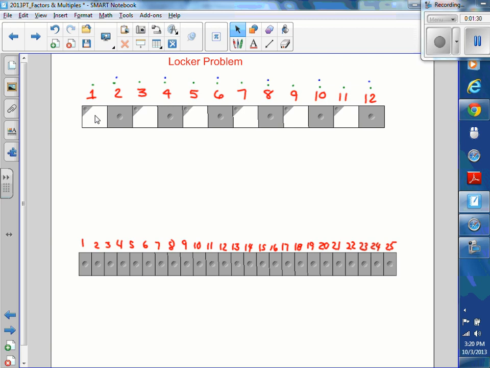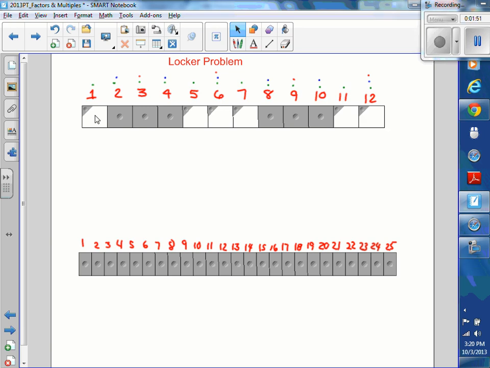What's the third person going to do? Student 3 changes the state of the doors of lockers 3, 6, 9, 12, and so on to the end of the line. I'm going to touch 3, 6, 9, and 12, and I'm going to change the state. So 3 is open, so I'm going to close it. 6 is closed, so I'm going to open it. 9 is open, so I'm going to close it. 12 is closed, so I'm going to open it.